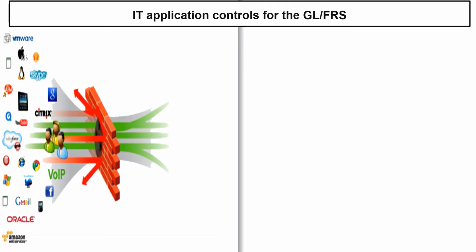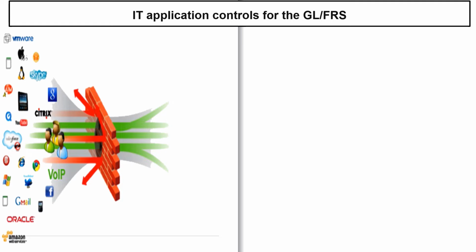Just now we explained the physical controls based on COSO. Now let's have a look at the IT application controls for the general ledger and financial reporting system. For the IT application controls, we did mention several times that they are categorized into three main groups: the input application controls, the processing application controls, as well as the output application controls.